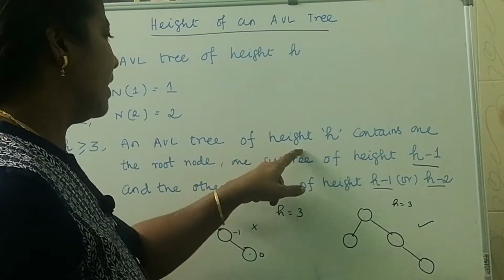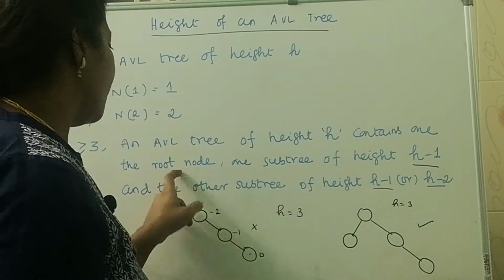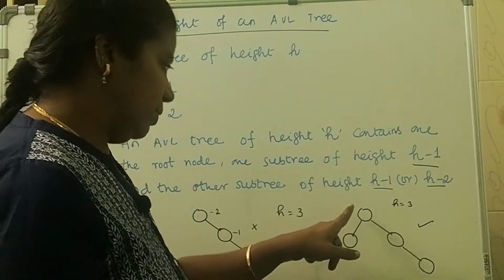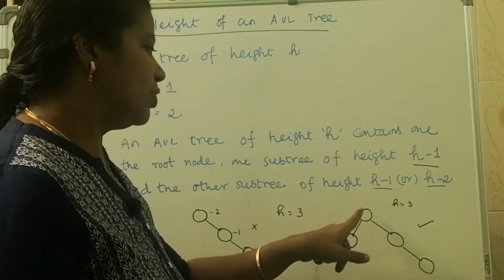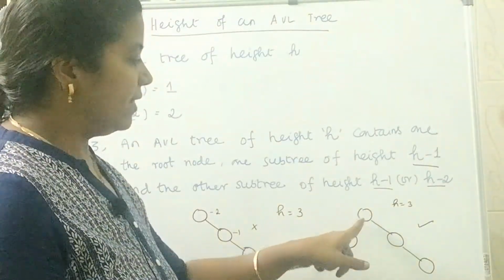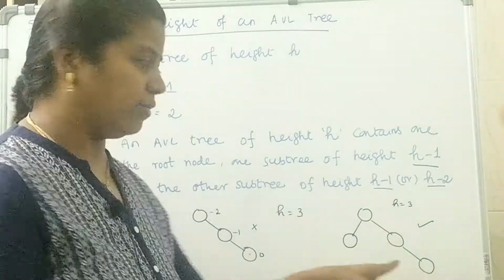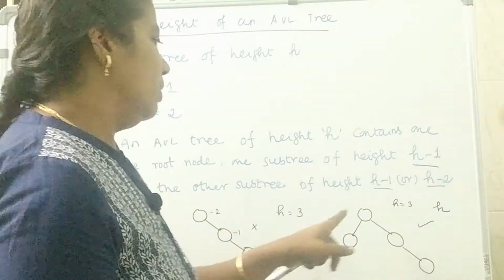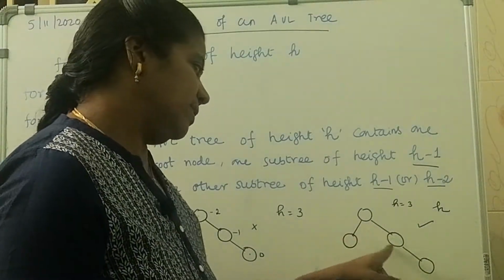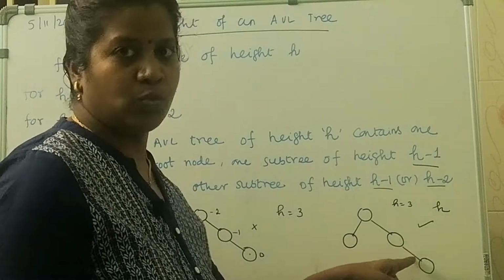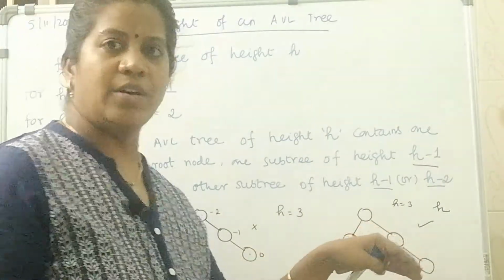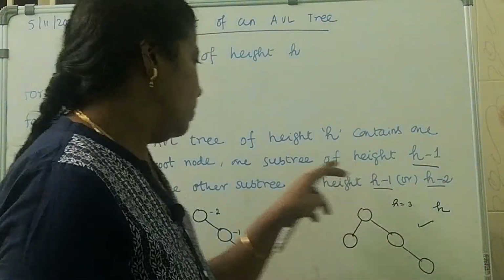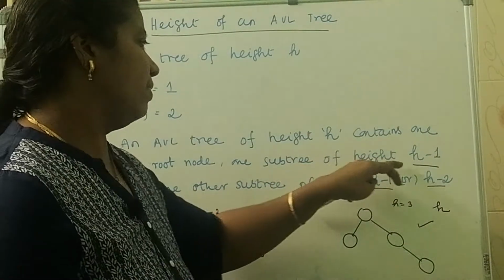An AVL tree of height h contains one root node. This one is not at all an AVL tree. Now let us consider, when you go for height equal to 3, one should be a root node, and then one subtree, for height h, one left subtree should be of height h minus 1, because its children cannot have height more than h minus 1.